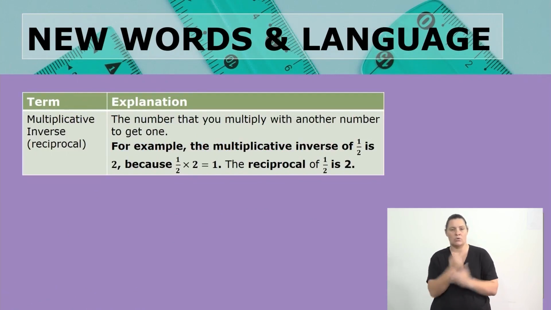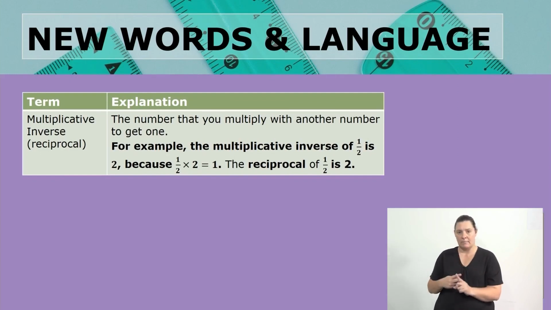So let's look at a new word that we are going to be using during this lesson, and that is the multiplicative inverse or the reciprocal. The multiplicative inverse is the number that you multiply with another number to get 1. For example, the multiplicative inverse of 1/2 is 2, because 1/2 multiplied by 2 is equal to 1. So the reciprocal of 1/2 is 2.